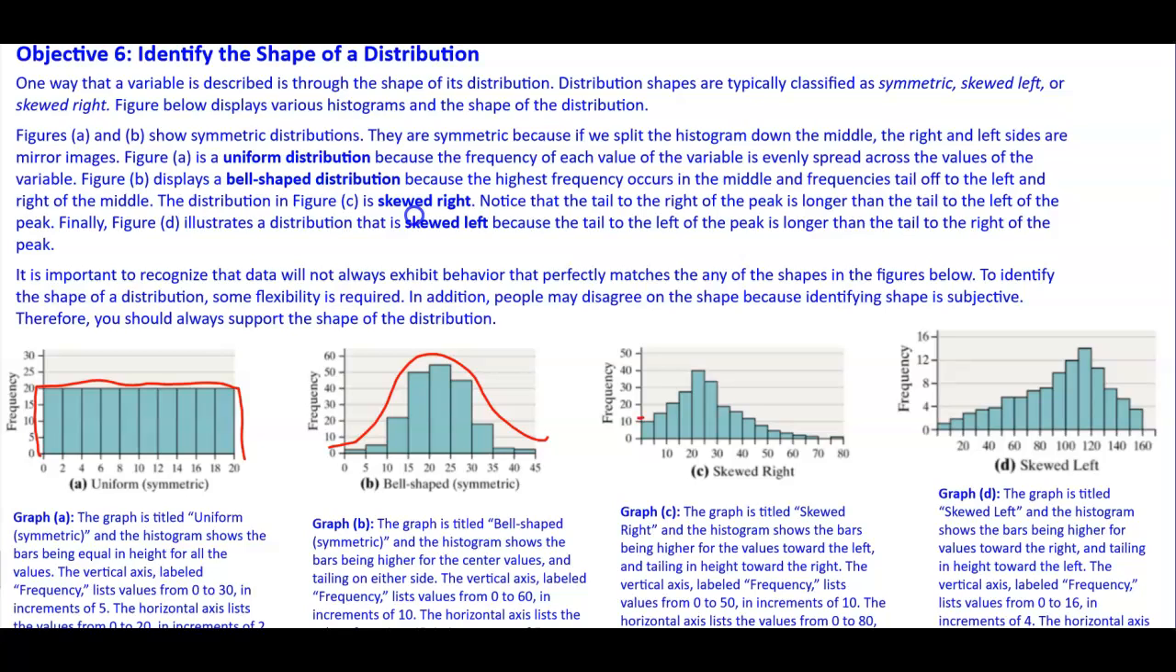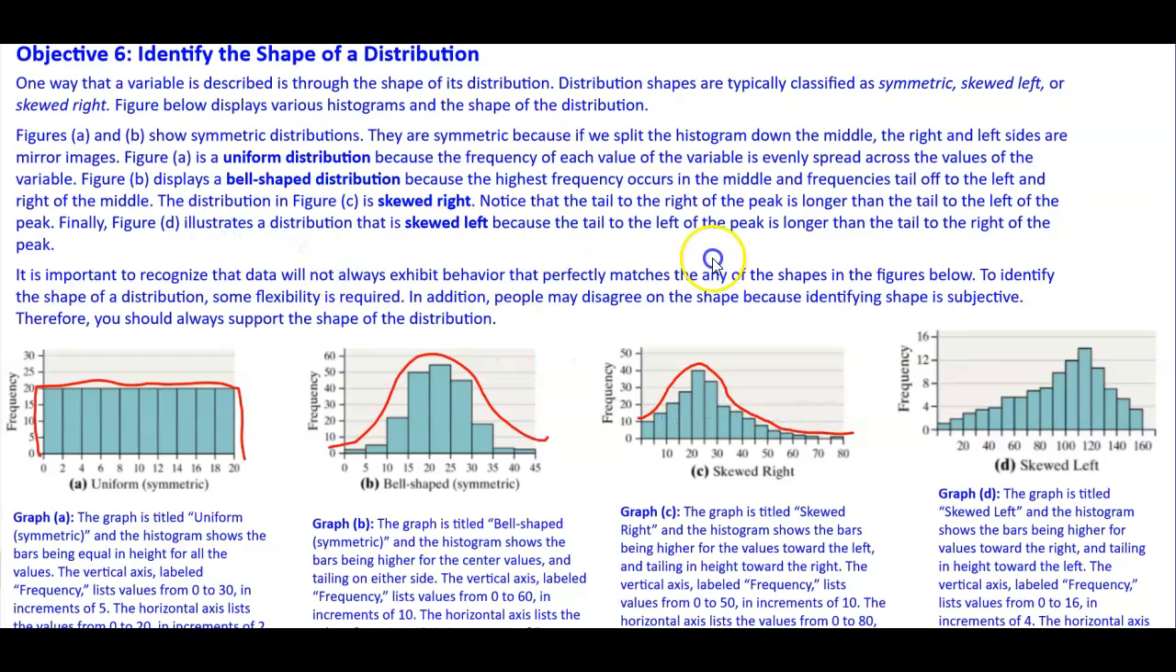Now, if we take a look at the distribution in C, this is considered skewed right because if we start with our bell-shaped, you can see that the graph then eventually skews all the way to the right. Notice that the tail to the right of the peak is longer than the tail to the left of the peak.